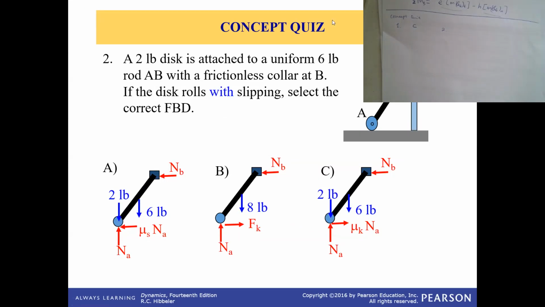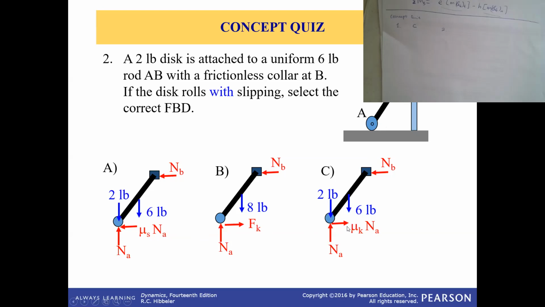And then the second one. Now this time the disk is rolling with slipping, so there's relative motion between the contact point of the disk and the floor. Again the disk is going to the left, so the friction force should be to the right. So we should be looking for the friction force to the right. So A is not right.